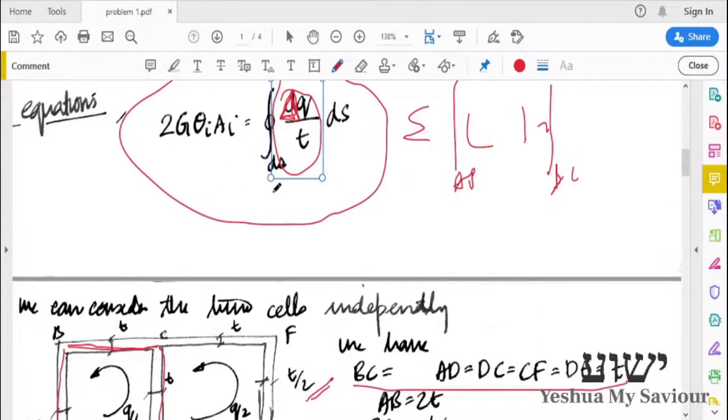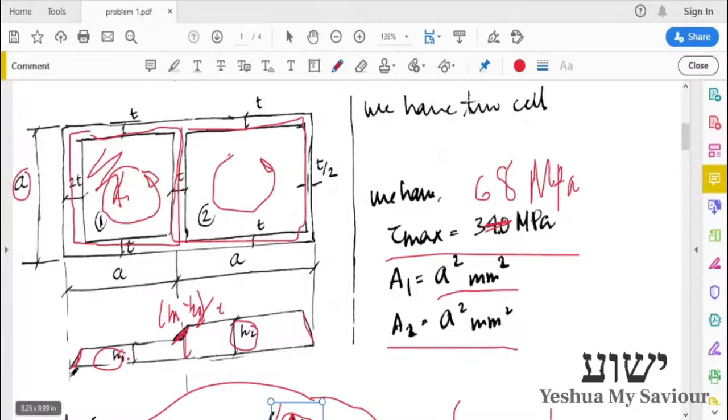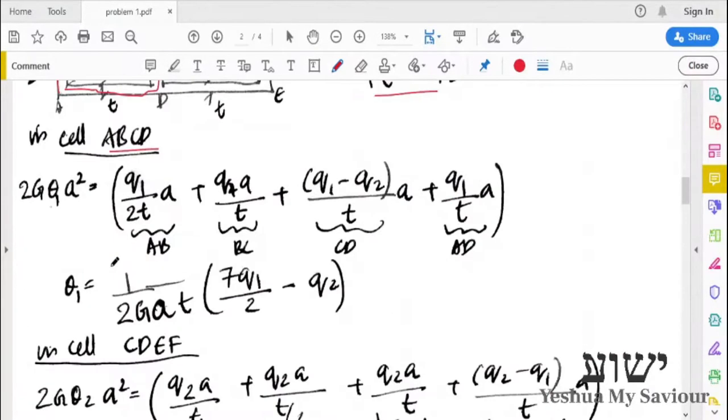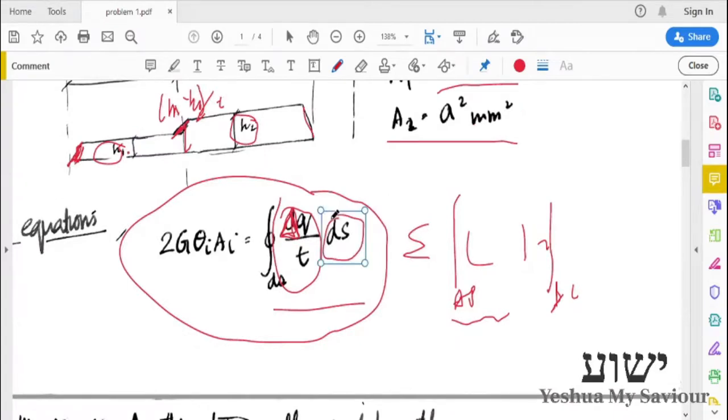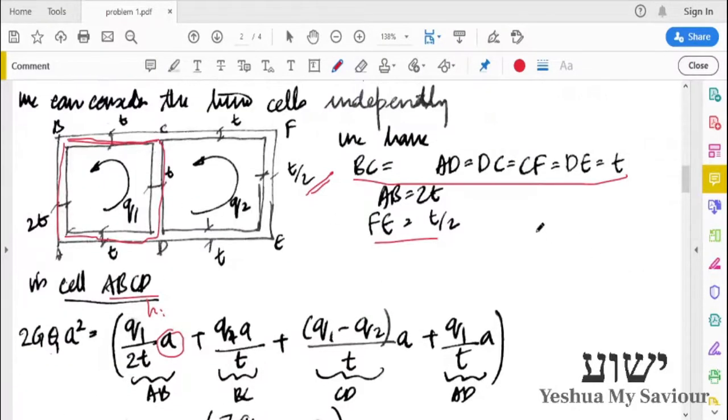The first thing is this term, delta Q by t ds. As I mentioned, this is for a continuous system. I'm looking at a discrete system here. So the slope is H1 by t. As H1 is analogous to the shear flow, I will think of it as Q1. So Q1 by 2t, because for AB the thickness is 2t, so Q1 by 2t into A. This is the length, so for a discrete system, this becomes the length. Plus for BC, similarly, in this cell.